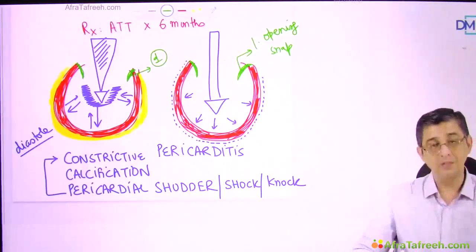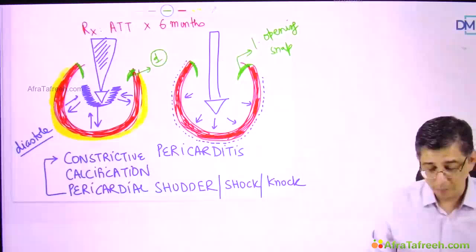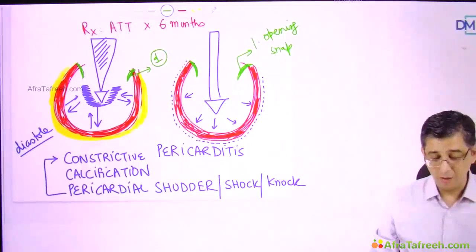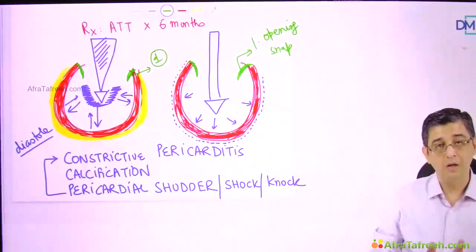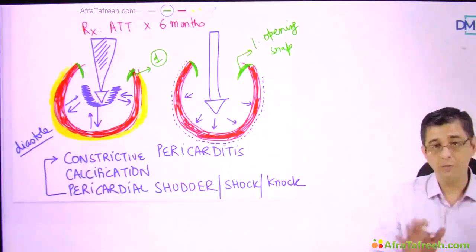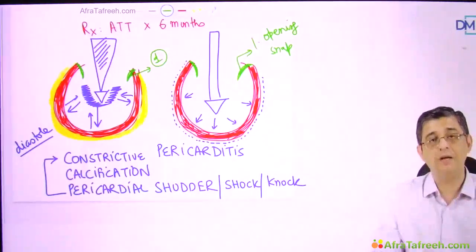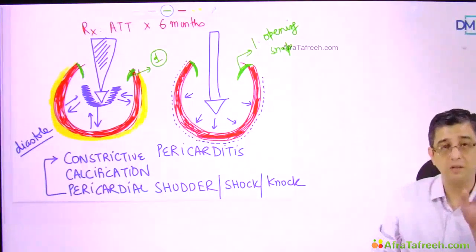Now blood will go inside, hit and bounce off, and that creates turbulence, which is called pericardial shudder. So pericardial shudder will always occur after the opening snap. I repeat my statement. First the valve will open, blood goes inside, so the opening snap has already occurred. Now the blood will go inside, hit and bounce off. So pericardial shudder will always be heard after the opening snap.